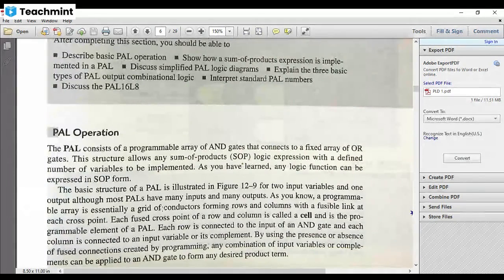Also we know that the sum of the product logic expressions are very easy for simplification, compared to the product of sum. So normally we utilize the sum of the product logic expressions, but we do not utilize the product of sum logic expressions. There is SOP and POS. Remember, it is the sum of the product and the product of sum. So how is the programmable array logic?